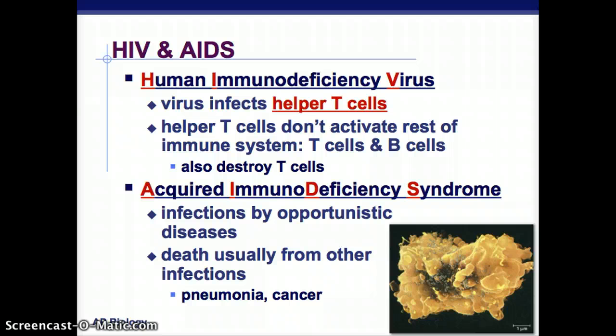All right, finally we're going to talk about HIV and AIDS. HIV is the human immunodeficiency virus. So break that down. Immunodeficiency means there is a deficiency in your immune system. It's not working like it should.